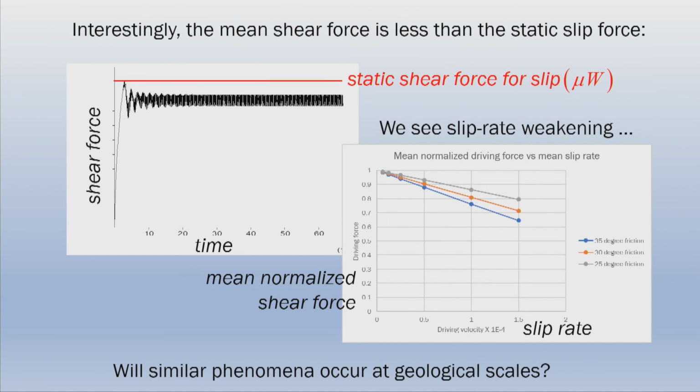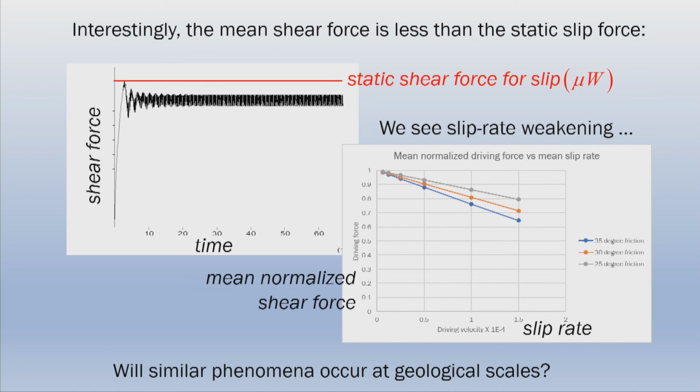But there's a very interesting thing. This to me is fascinating. The mean shear force is kind of symmetric, doing this, but in fact is less than the static shear force for friction. So in fact, we find the thing can dissipate less energy than it should be doing. And if we vary the slip rate and plot that normalized shear force against slip rate, we get this slip weakening. So even though we have a perfectly constant frictional coefficient, we can get slip weakening taking place.